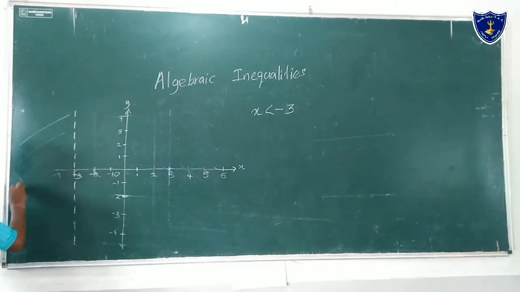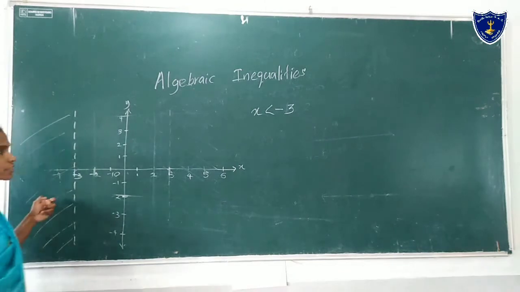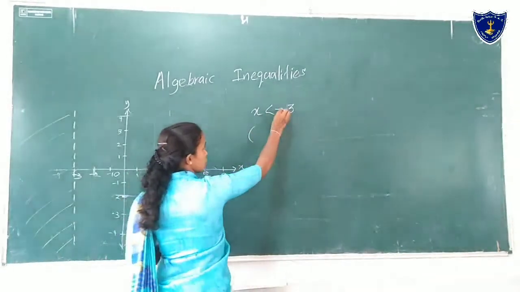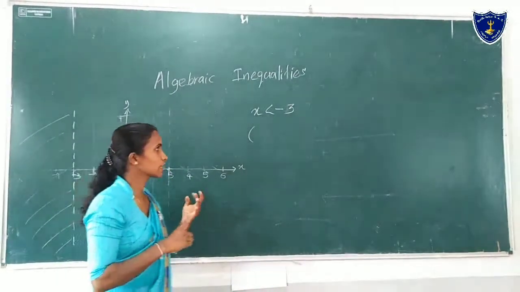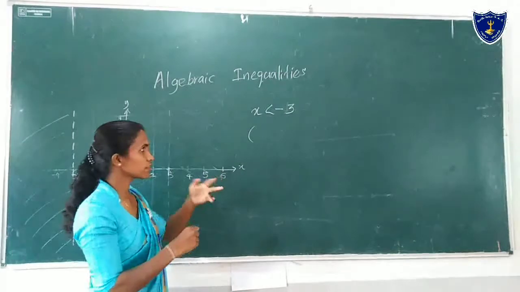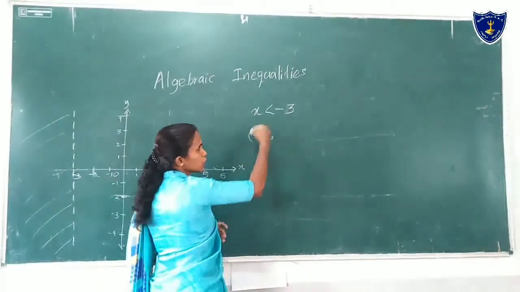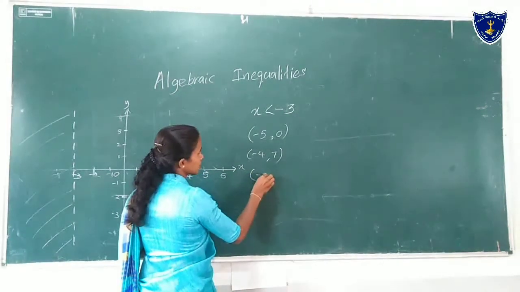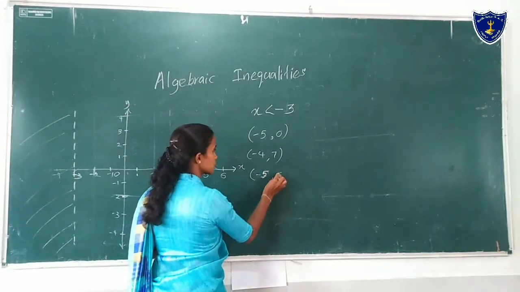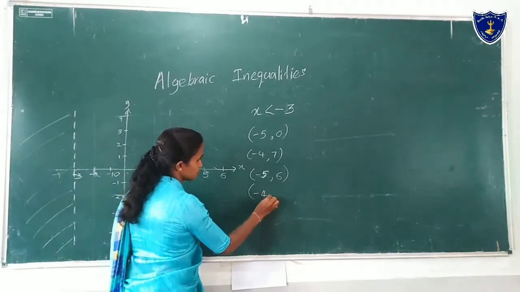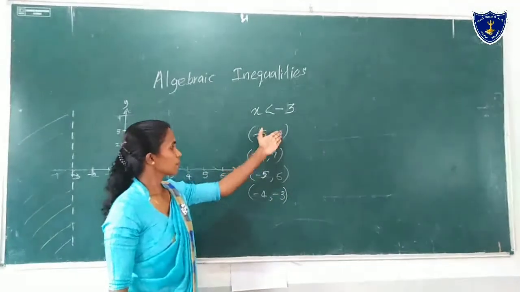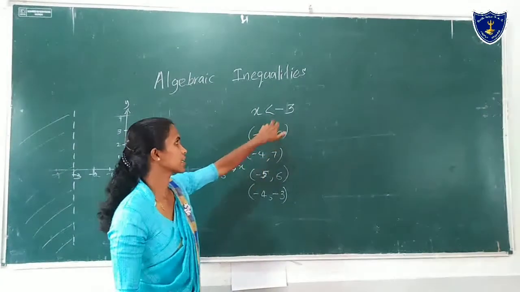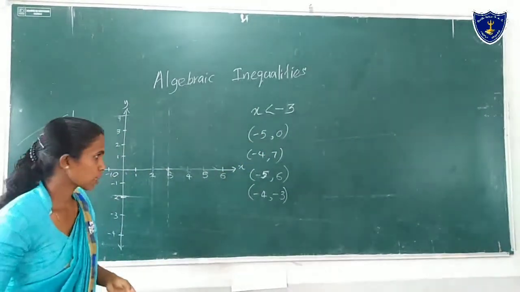Less than, so you have to take this figure. What are the coordinates of the points which belong to this region? You have to consider the x coordinate. It should be less than negative 3. It means you can take the x coordinate as negative 4, negative 5, negative 6, negative 7, as you wish. The y coordinate may be any integer: 0, negative 4, 7, negative 5, positive 6, negative 4, negative 3. The y coordinate may be positive or 0 or any negative integer, but the x coordinate should be less than negative 3, meaning negative 4, negative 5, like that. Okay.